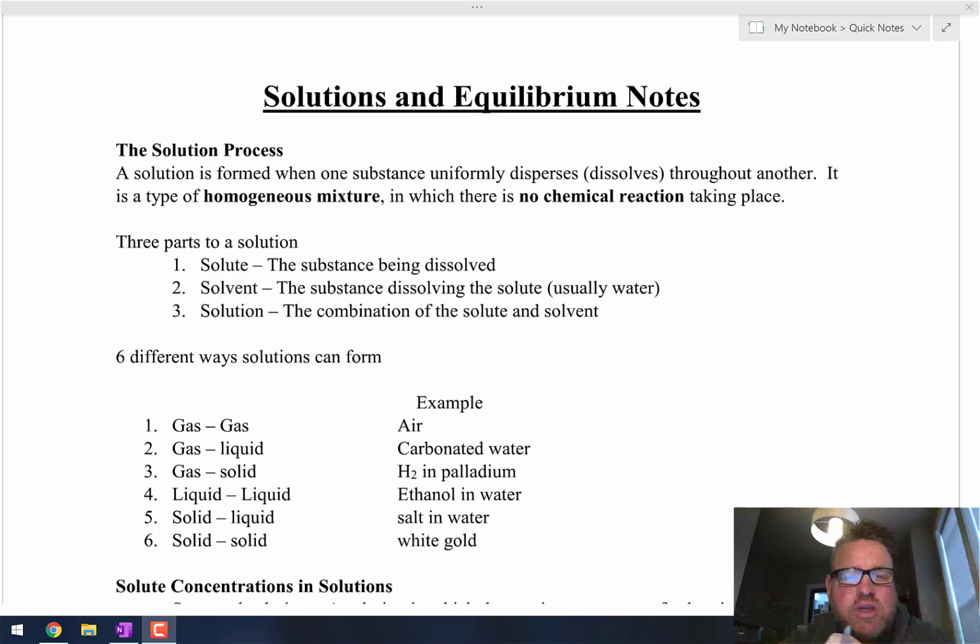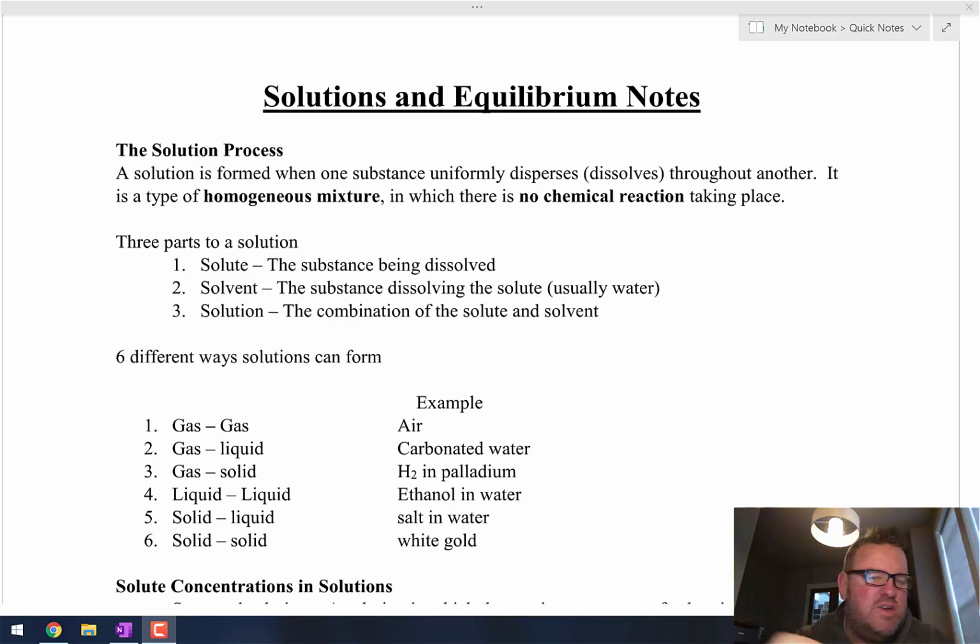Usually, a solution involves some water and you pouring something into the water and mixing it up and forming what's called a homogeneous mixture. Remember when we talked about mixtures, you have homogeneous mixtures and heterogeneous mixtures. A solution is a type of homogeneous mixture where, again, usually it's water and then you put something in it and you stir it up. When you form a solution, there is no chemical reaction that's taking place.